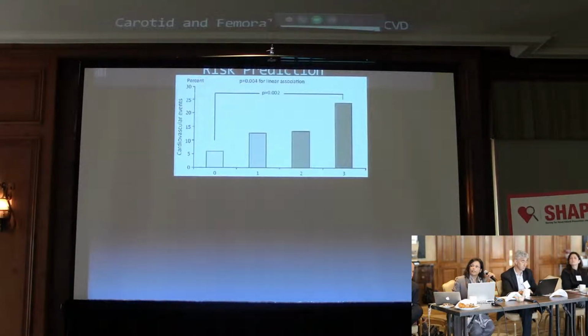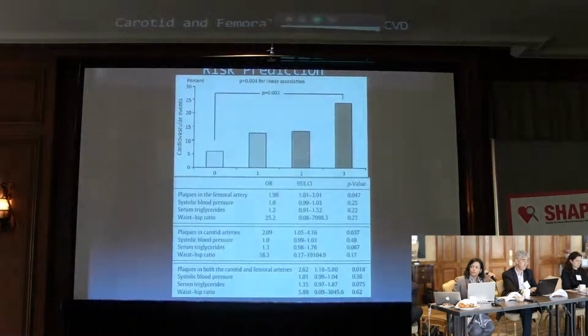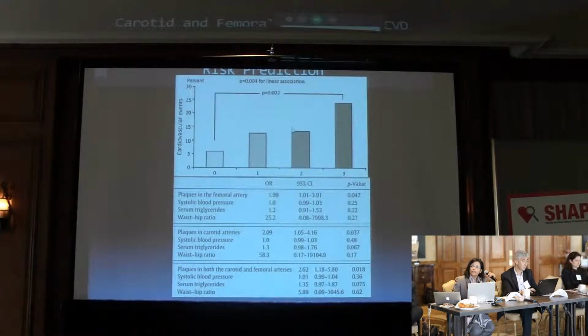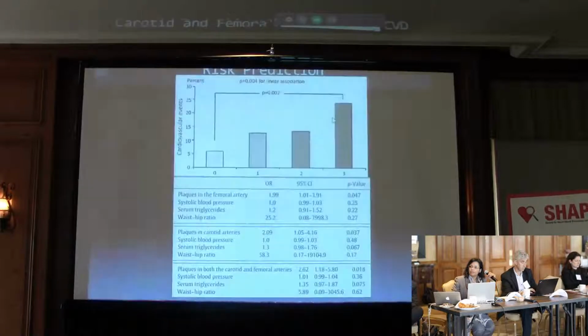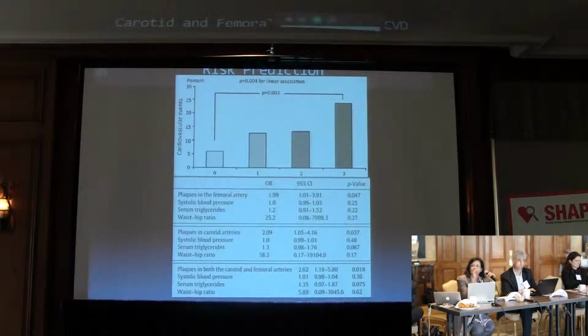And they found that whether you had no plaque in any of the two beds or only one artery had a plaque, 2 versus 3, the cumulative incidence of cardiovascular events over the 10-year follow-up went up significantly based on the presence or absence of plaque and the number of beds that had the plaque. And when compared to systolic blood pressure and triglycerides, plaque in the femoral artery conferred almost a 2-fold risk, in the carotid artery about the same, but when you added the 2 vascular beds, your ability to predict cardiovascular events went up about 2.6-fold.